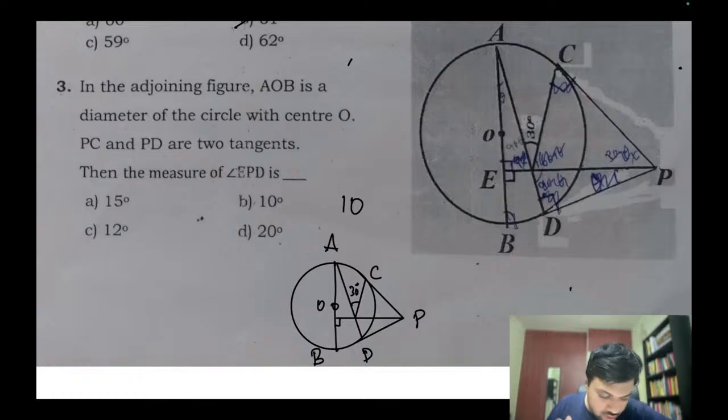All right. This diagram which I'm showing you guys is the actual question, the one below in the black. You want to measure EPD. This is E, and you have to measure this angle. So let's mark this angle. What is this angle?